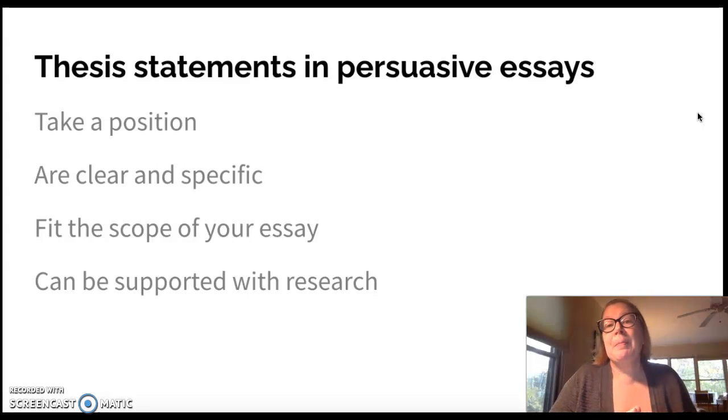It needs to be a debatable position that some reasonable people in your audience might disagree with. Thesis statements in persuasive essays are also clear and specific. Instead of using vague words or being too broad, they need to fit the scope of your essay. So if you're writing an essay that's going to be at least 6 or 7 pages long, you need to make sure that your thesis statement isn't so broad that you won't be able to support it, which leads to the next thing. Thesis statements for this kind of paper need to be supportable with the research that you have done. You need to be able to back up the claim that you're making.